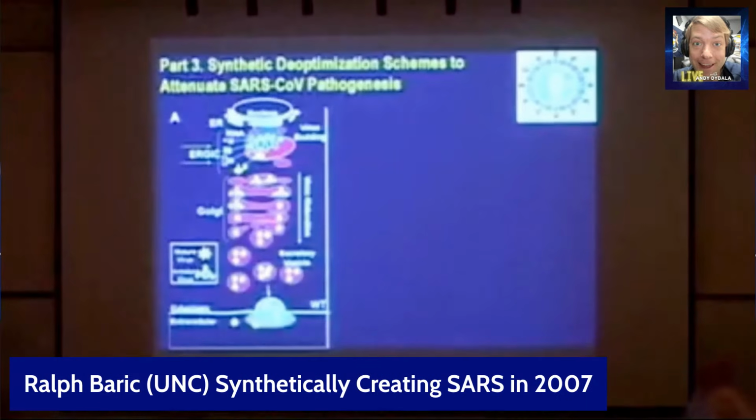So now I want to move to the next part of the talk, which is synthetic deoptimization schemes to attenuate SARS coronavirus pathogenesis. This is the maturation pathway for how SARS gets out of the cell. The nucleocapsids align underneath an intermediate compartment in the ER-Golgi, where the M glycoprotein and the E protein are expressed. And then the M and the E protein actually drive the assembly of virions, which then mature in the Golgi and then are released from the cell in secretory vesicles, which fuse with the plasma membrane.